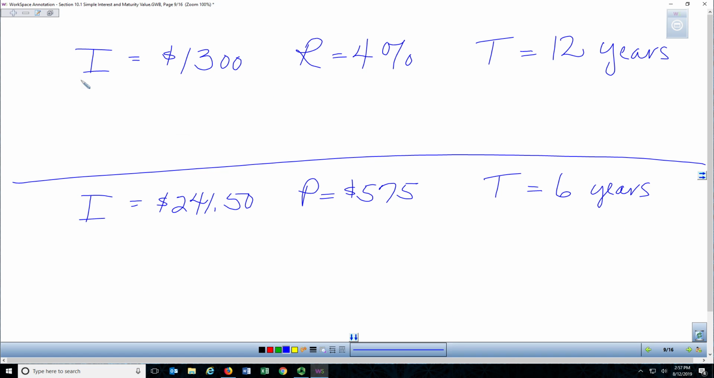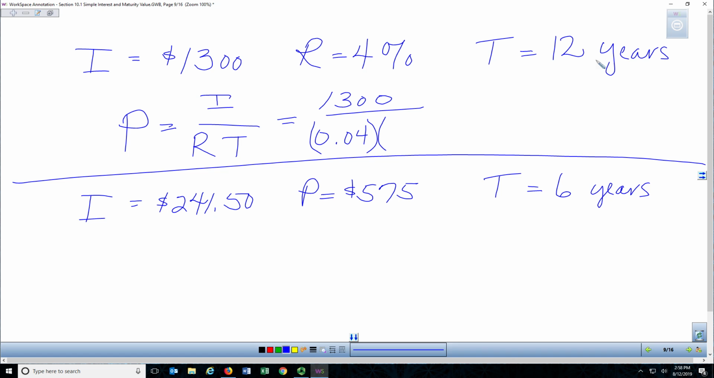So in this problem, I know I, R, and T. What I don't know is P. So P is going to be the interest divided by rate times time. So the dollar amount of interest is $1,300. My interest rate needs to be changed to a decimal. And this is in years, so I can just put a 12.